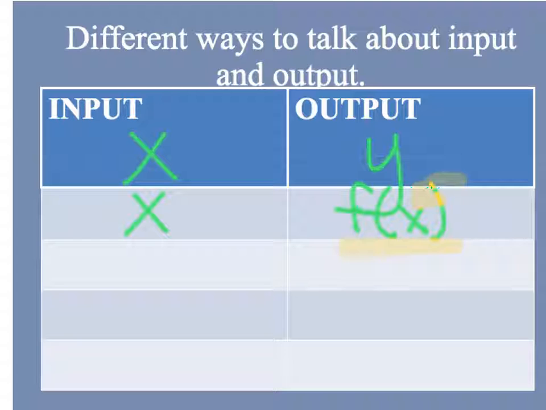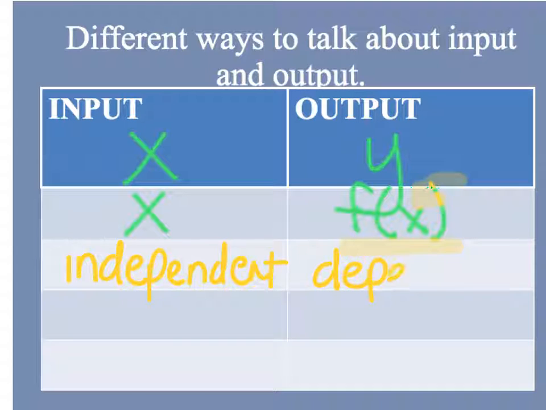Because of that, these are variables. The letters are called variables because they change, they vary. We often talk about the x being the independent variable. And because the output depends on the input, the y is called the dependent variable.